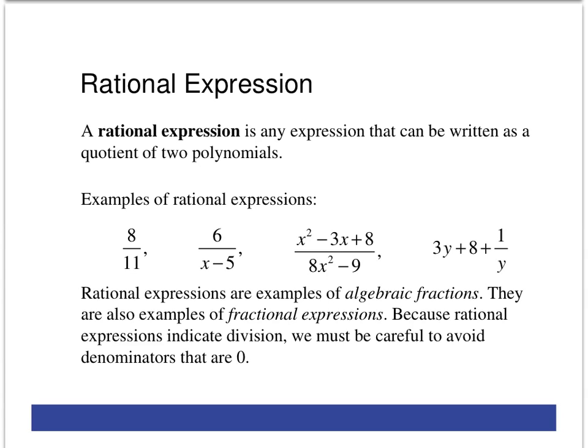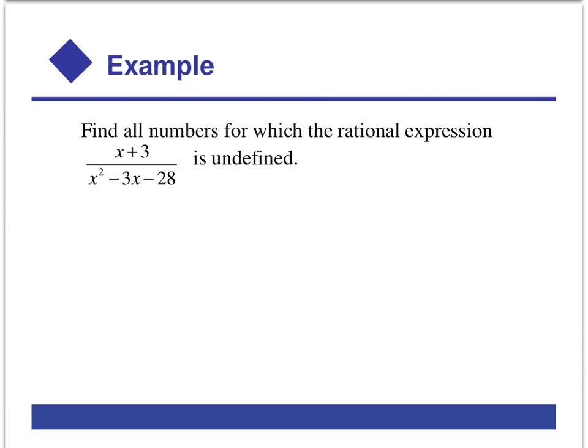Because rational expressions indicate division, we must be careful to avoid denominators that are 0 or that will equal 0. So for example, it says to find all the numbers for which the rational expression x plus 3 over x squared minus 3x minus 28 is undefined. So basically we're going to factor this. So when we factor, we get x minus 7 times x plus 4 equals 0.